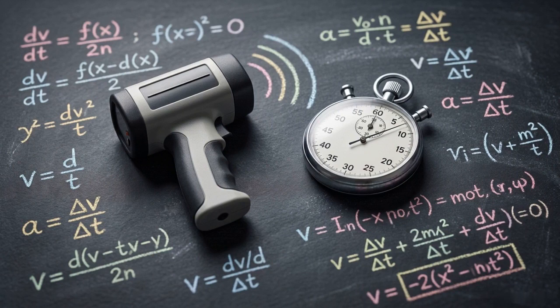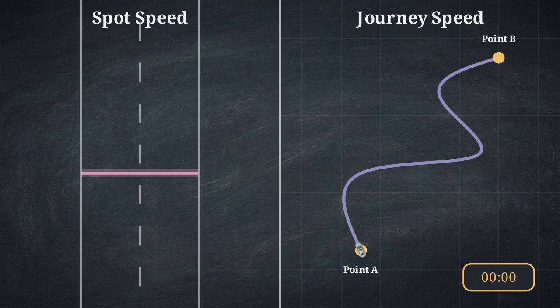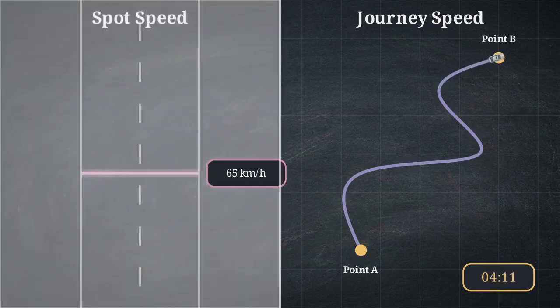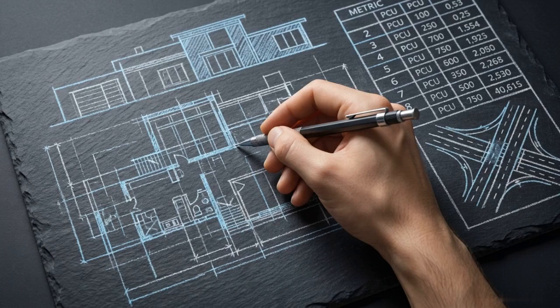With volume standardized, we then analyze speed through 2 separate studies: spot speed and journey speed. Spot speed measures travel across a single point to design local geometry, while journey speed measures time across an entire route to evaluate network efficiency. The PCU provides the data consistency needed to turn these observations into actionable engineering designs.